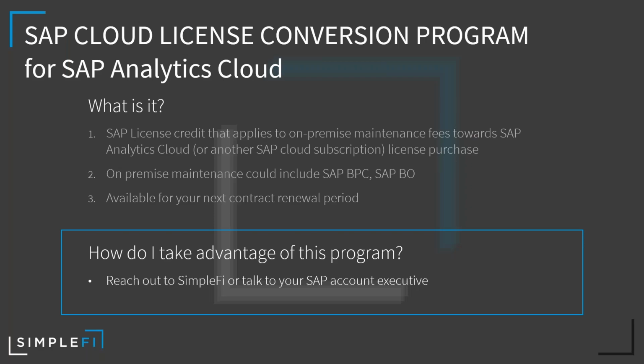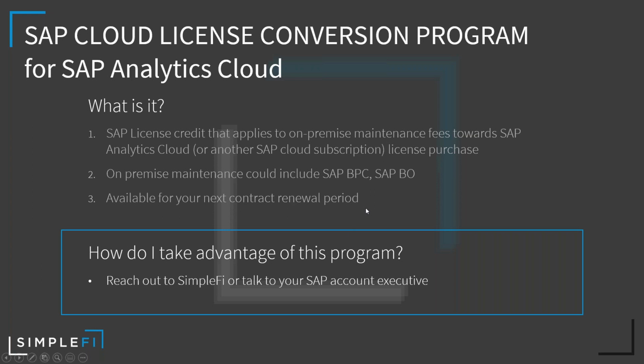So now let's talk about that transition. If you have business objects today, you may not know it, so this is why I'm bringing it up, but you can get license credits from SAP. You need to talk to your SAP rep, or you can talk with us and we'll help you discuss with your account executive at SAP. If you're planning on going to Analytics Cloud, you can get a credit for some of your on-prem licenses, or all of them actually. If you want to get rid of business objects and get into Analytics Cloud, you can convert your complete licenses over to Analytics Cloud.